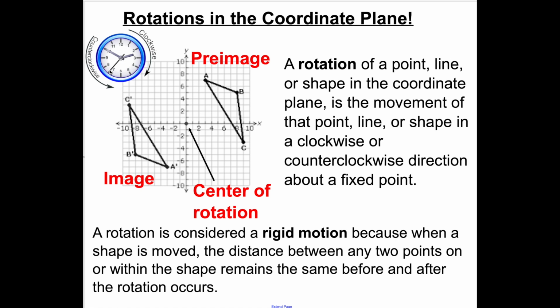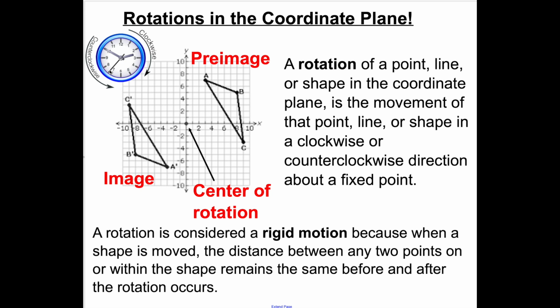So as with all transformations, you can see we have a pre-image, what happens before, an image, what happens after, and we sometimes call that fixed point the center of rotation or the point of rotation. All right, you don't always have to rotate around a point. Technically, I believe you might even be able to rotate about something more. We're just going to stick to rotating about a point.